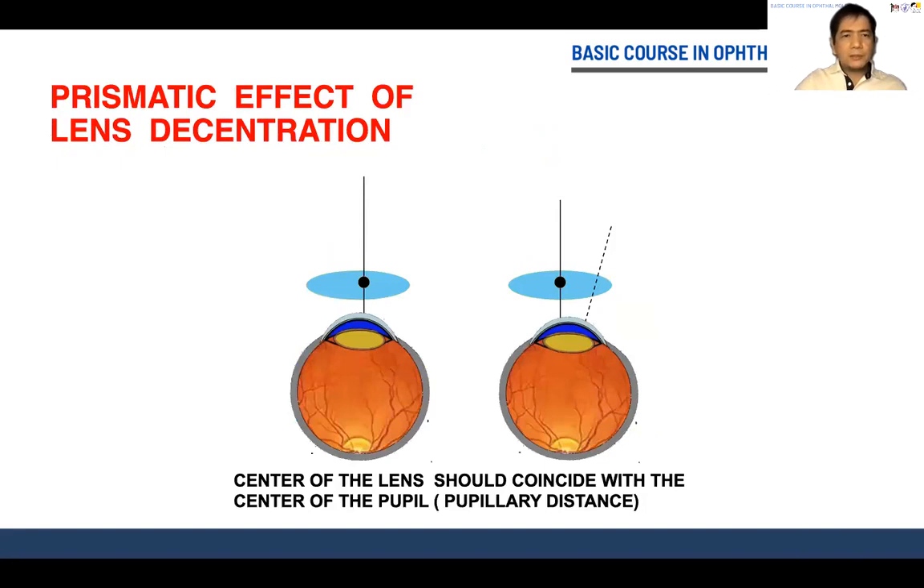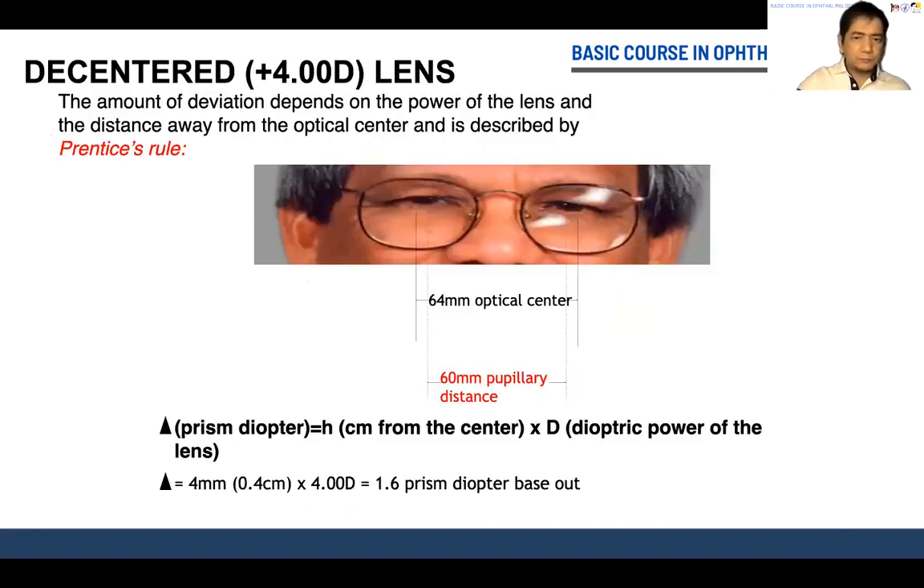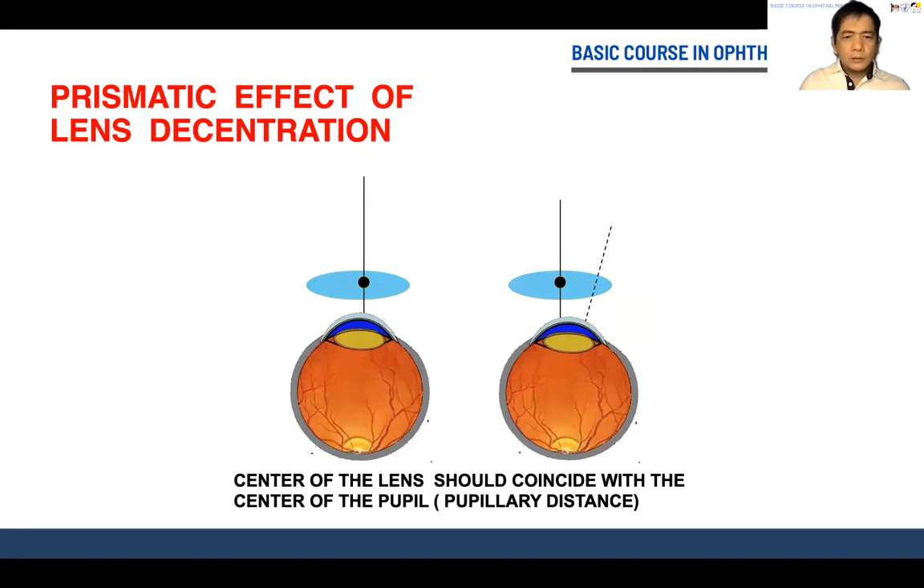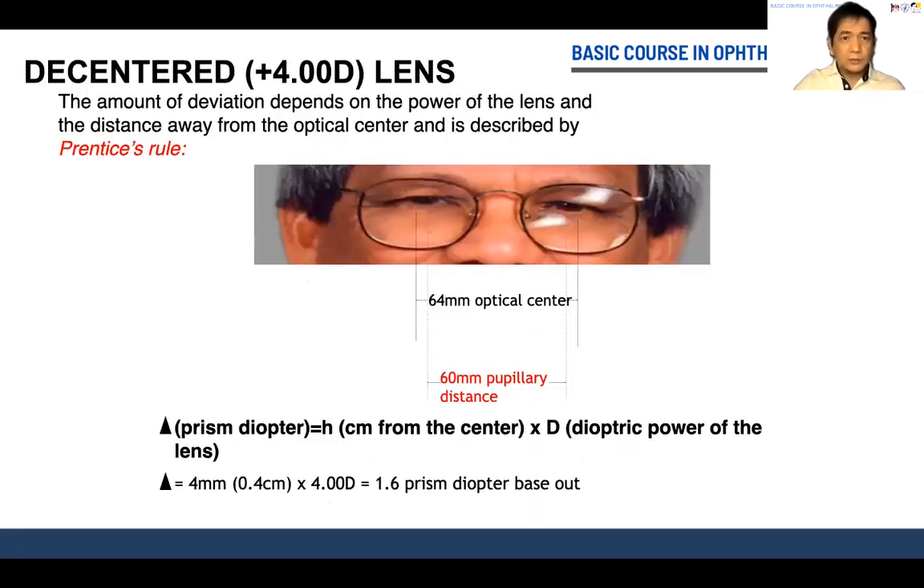So what is the prismatic effect of lens decentration? The center of the lens should coincide with the center of the pupil. So we have to determine, when we are prescribing a lens to a patient, the pupillary distance, so that if we make or order a prescription lens for a patient, the center of the lens, or what we call the optical center, should coincide with the pupillary distance.